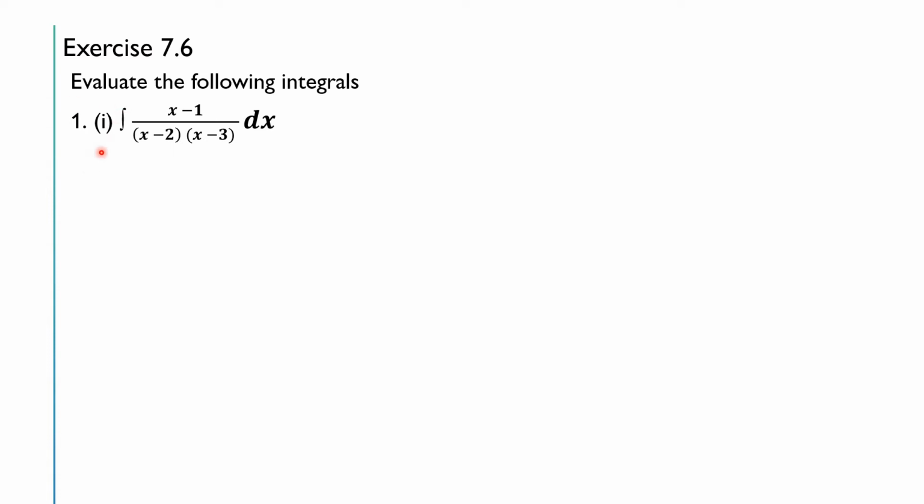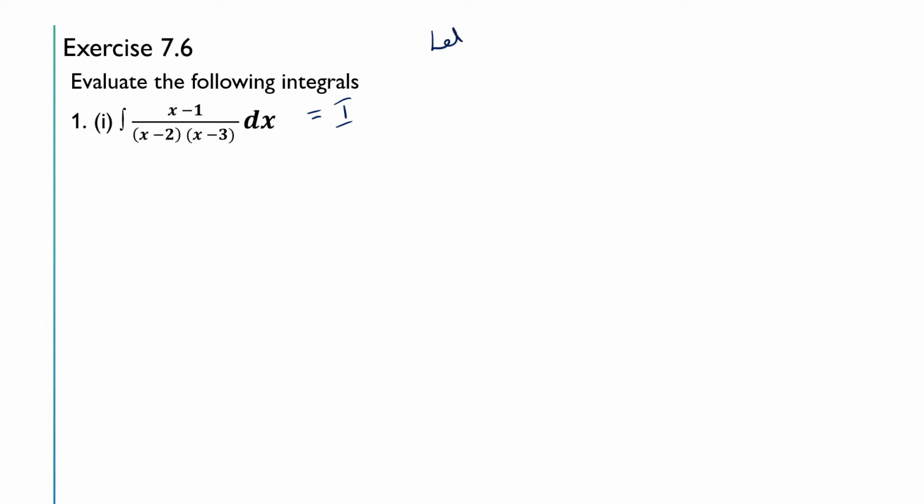The first one is the integral of (x minus 1) upon (x minus 2) into (x minus 3) into dx. When we have integrals of such type, we can integrate these functions using what is called partial fractions. So how we can integrate these functions using partial fractions, that we will see now. Let us take this as equal to I.